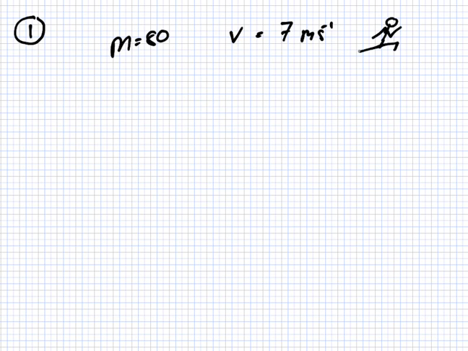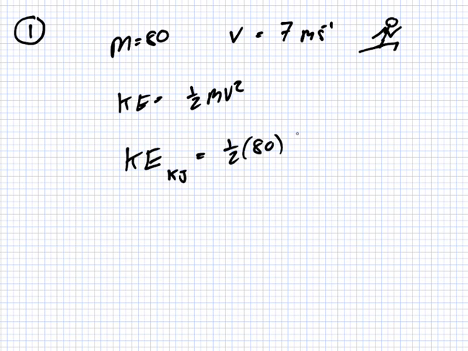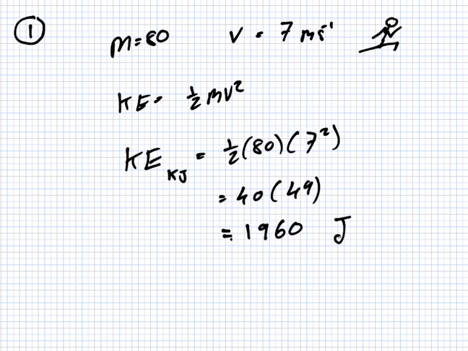There you are, KJ, running. Right, kinetic energy is a half mv squared. So the kinetic energy of KJ is a half times 80 times 7 squared, so that would be 40 times 49. What's that, please? That'd be a bit short of 2 kilojoules. So if KJ was running, that's how much kinetic energy you would have.